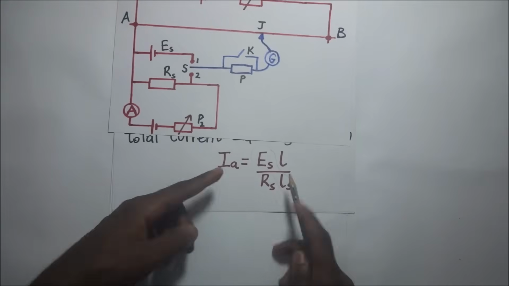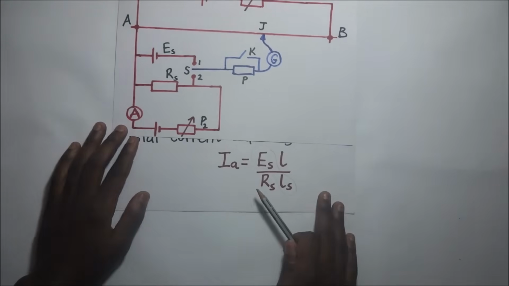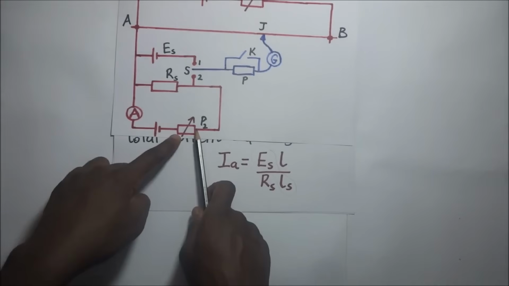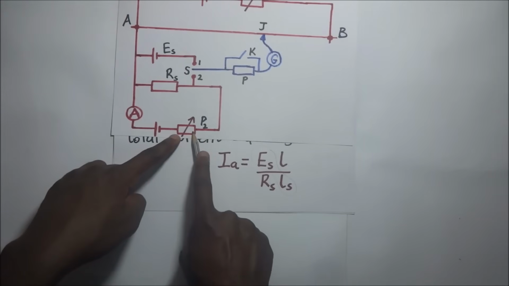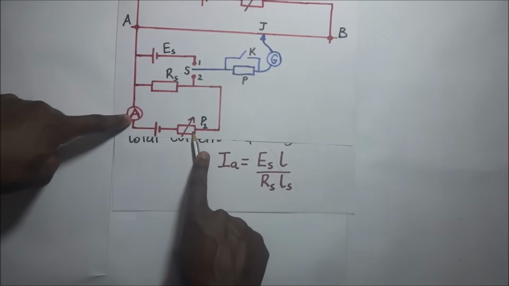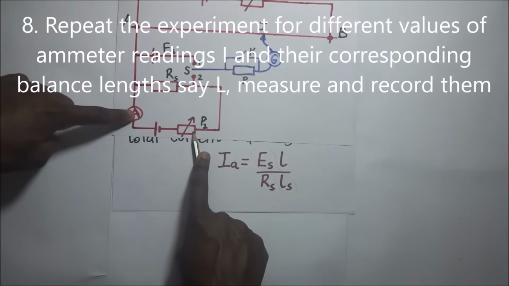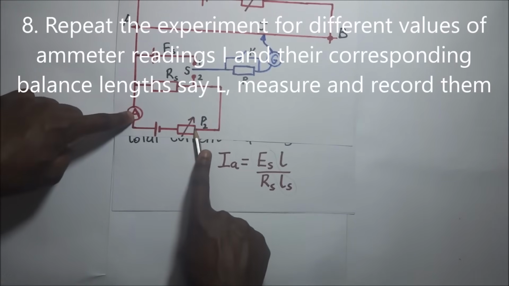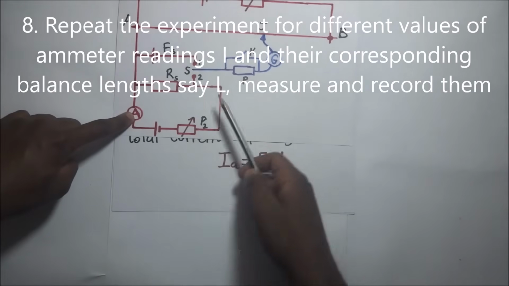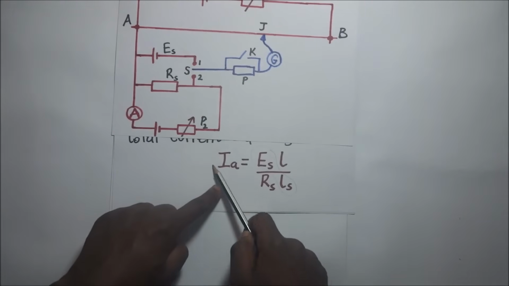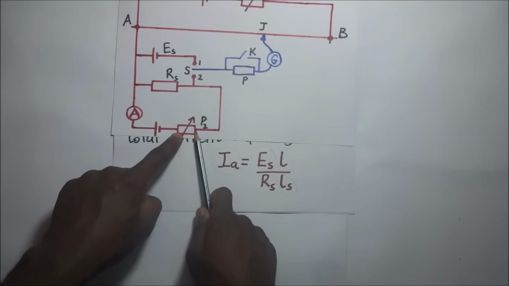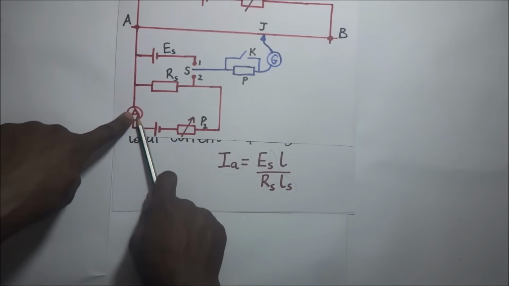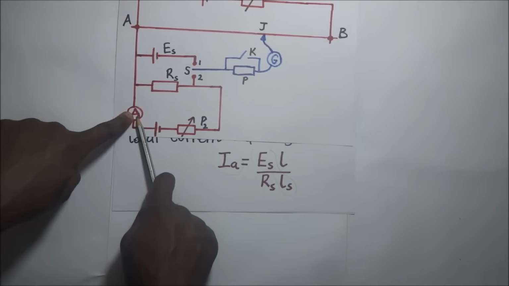Now we continue and carry out this experiment again. We will keep adjusting this rheostat, or this variable resistance, so that we get new values of current I. When we get new values of I here, we repeat the whole experiment and we keep getting different values of IA. So as you repeat the experiment, you adjust this rheostat to get new readings on the ammeter.